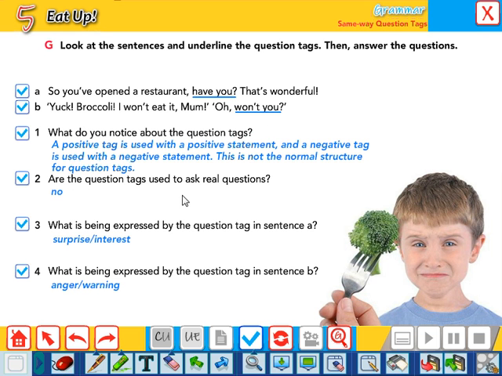Now, are the question tags used to ask real questions? No. What's being expressed by the question tag in sentence A? Surprise or interest. What's being expressed here? Anger and warning. I won't eat it, Mom. Won't you? Okay.